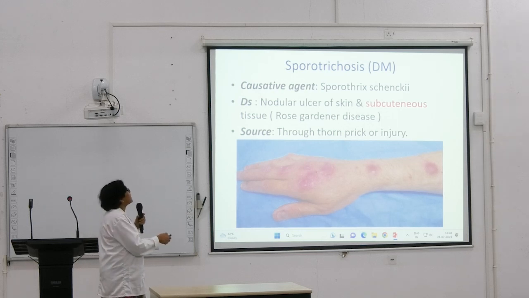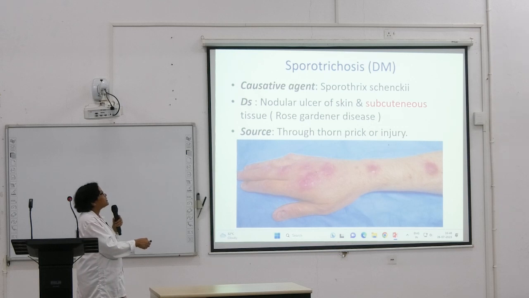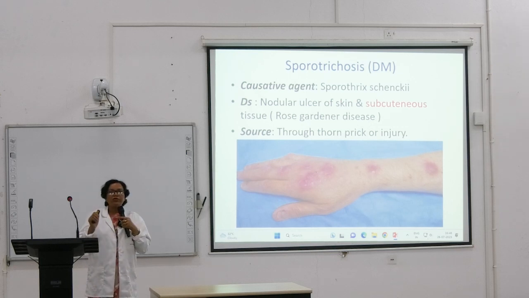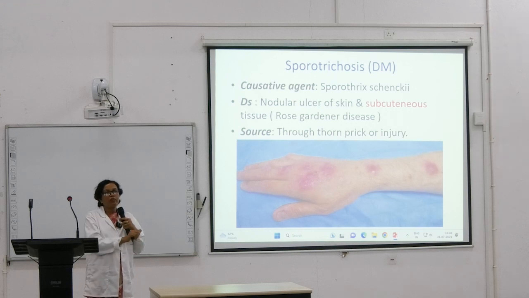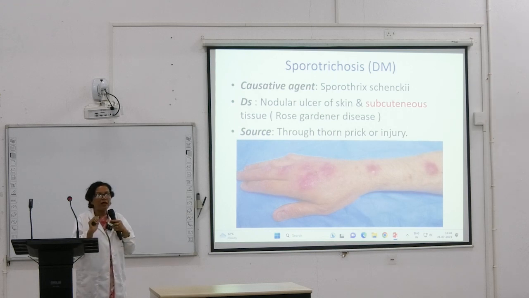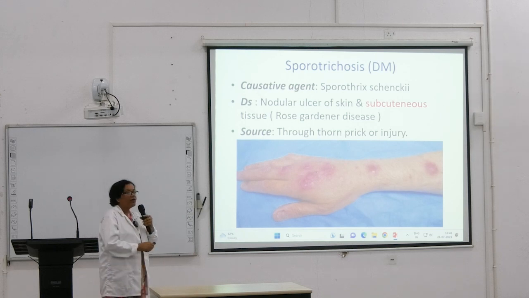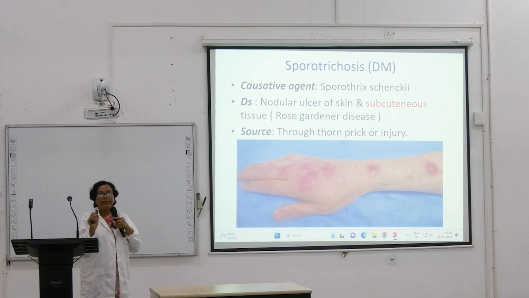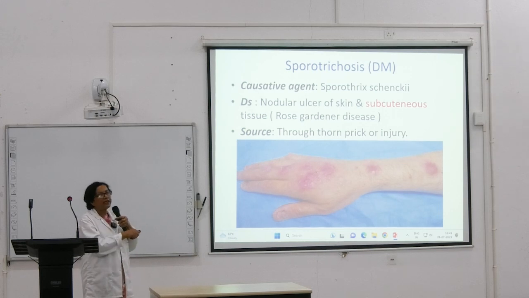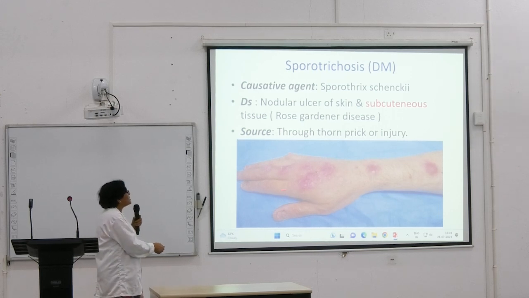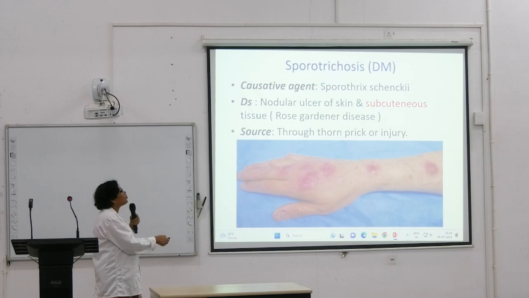Sporothrix schenckii. It is nodular, of skin and subcutaneous tissue, and it is not going to the lungs. This is the dimorphic fungus. It is a disease of subcutaneous tissue, and after a thorn prick or any injury, this fungus can enter and may cause this type of lesion. So, through the thorn prick injury.